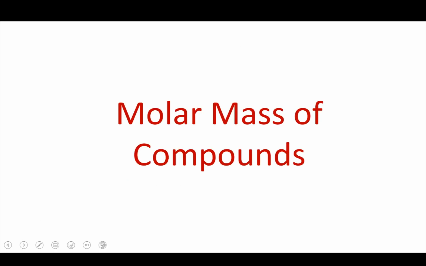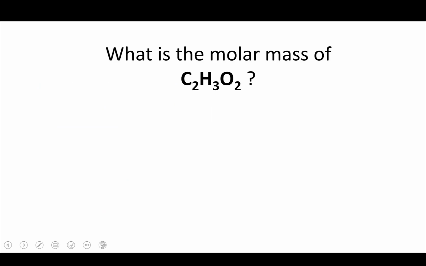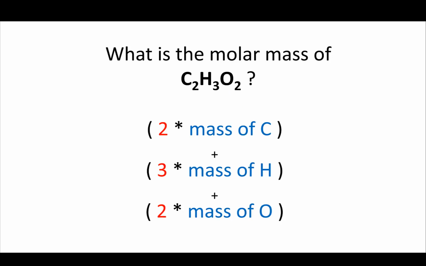So now on to some questions about the molar mass of compounds. What is the molar mass of C2H3O2? You can't solve it by itself. You actually have to look at something else. But it's going to be 2 times the molar mass of carbon plus 3 times the molar mass of hydrogen plus 2 times the molar mass of oxygen. And these individual atoms, you can find their masses on the periodic table. So to get the molar mass of this compound, you would take 2 copies of carbon, 3 copies of hydrogen, and 2 copies of oxygen, and get the masses of those.